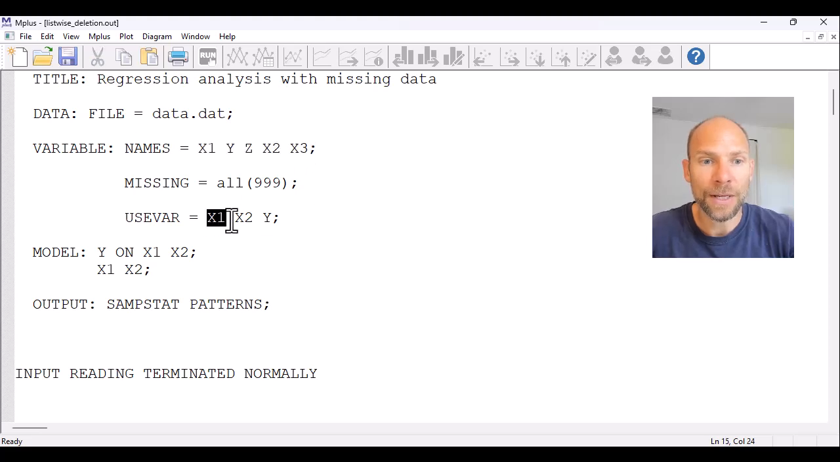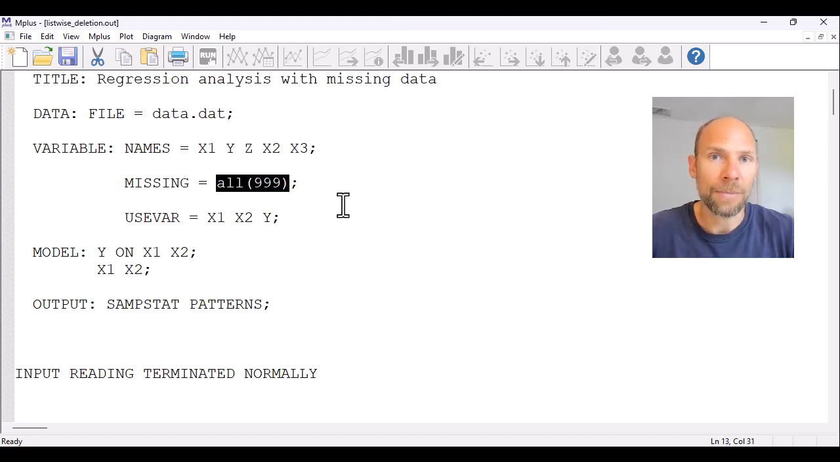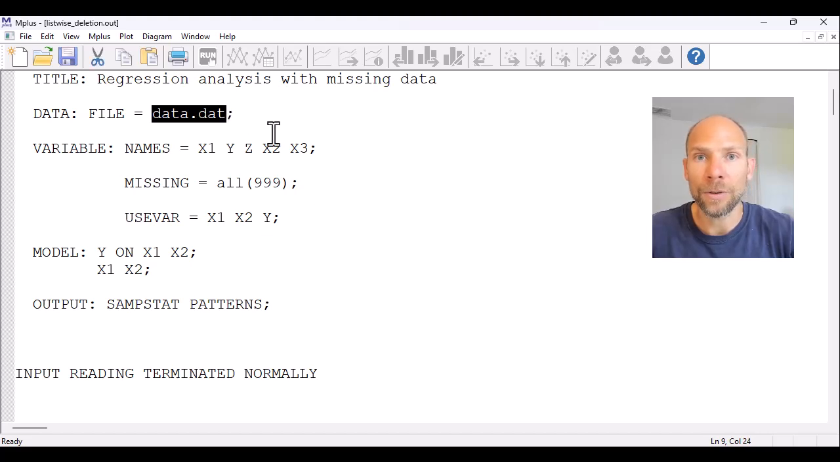I'm only using x1, x2, and y here for my regression example. And you can see we have missing data which are coded as 999 for all variables, meaning whenever Mplus encounters the value of 999 in the data set called data.dat, it will treat it as a missing score.